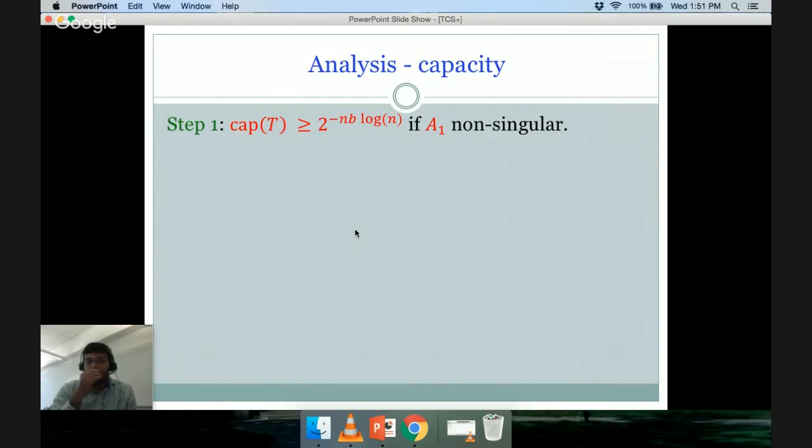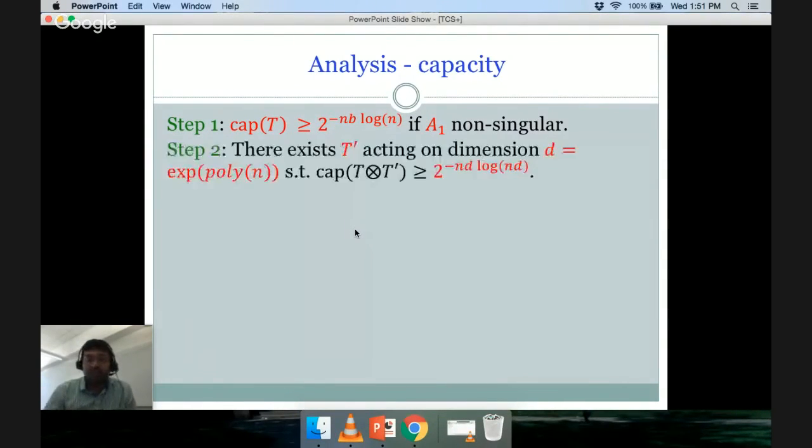Moving on to the lower bound for capacity. There are three steps in the analysis of capacity. The first step is proving a substantial bound if one of the matrices A1 to AM is non-singular, that is, full rank. This is really easy to prove. Basically you're summing a bunch of PSD matrices and their determinant is at least the determinant of one of them. Believe me, this is easy to prove. The capacity of T is at least exponential if one of the matrices A1 to AM is non-singular.